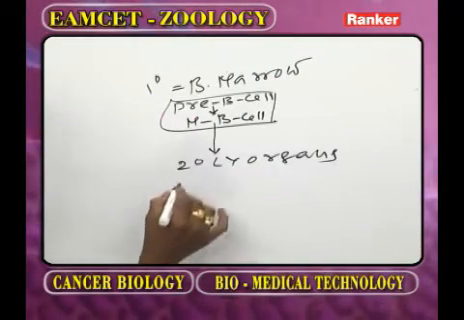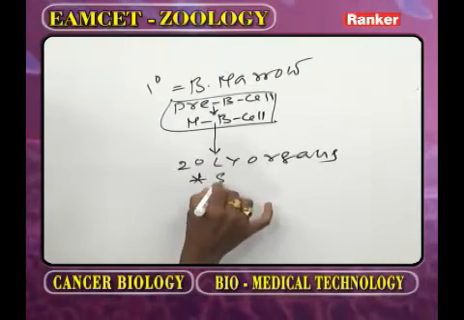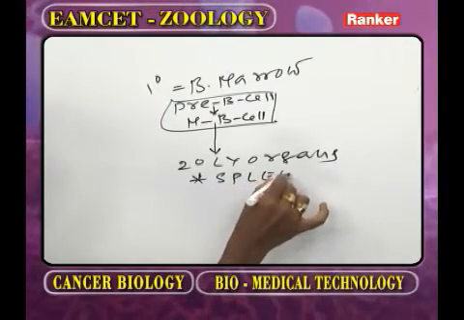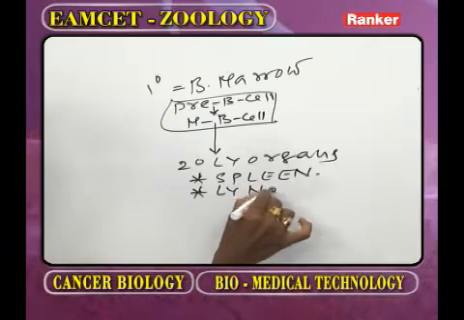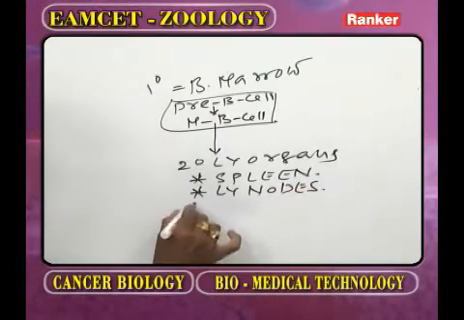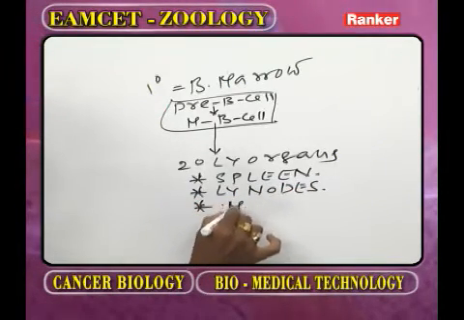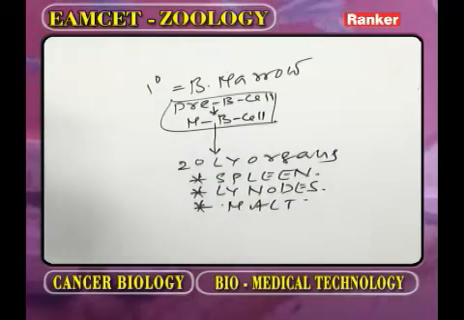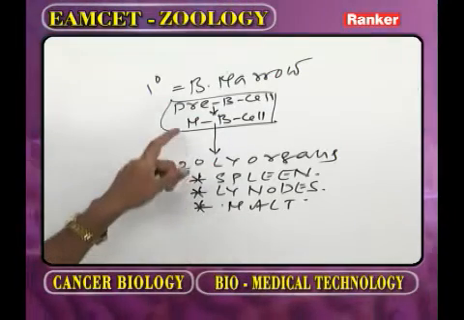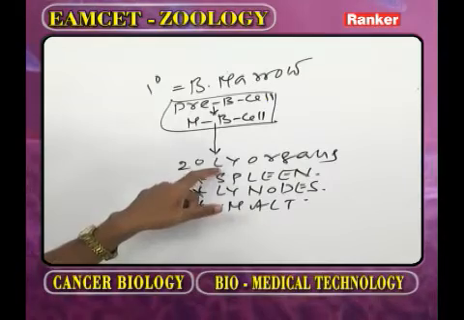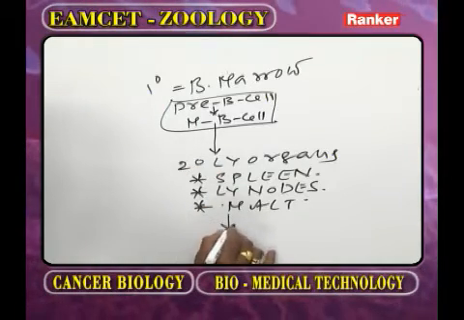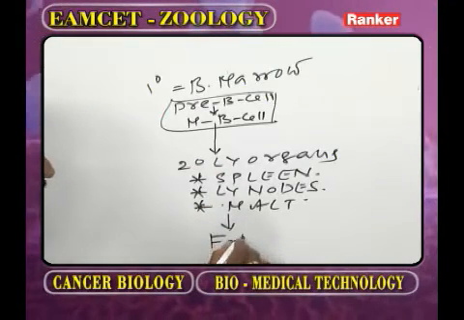Now the mature B cell enters into secondary lymphoid organs. What are the examples of secondary lymphoid organs? We already learned the spleen, the second one is the lymph nodes, and the third one we call MALT, mucosa associated lymphoid tissue. The mature B cell enters into secondary lymphoid organs and becomes the functional B cell.